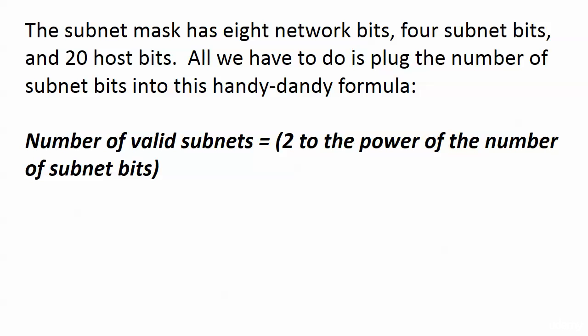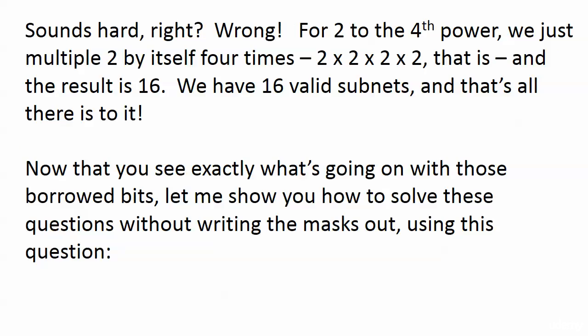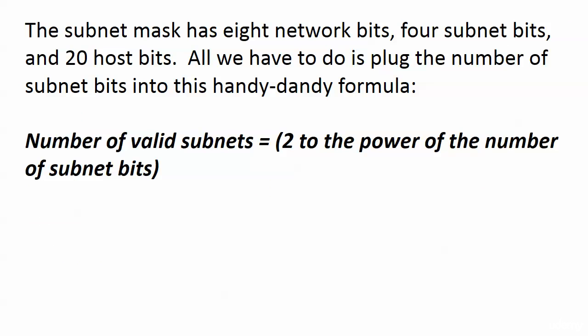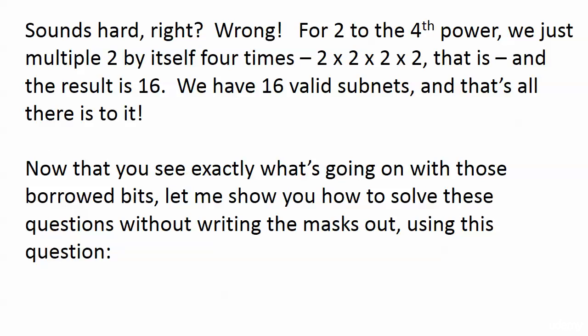Now again, if you hear 4th power or 5th power, it's like, oh, that sounds complicated. It's not. For 2 to the 4th power, all you're doing is multiplying 2 by itself 4 times. It's 2 times 2 times 2 times 2. The result is 16, because 2 times 2 is 4, 4 times 2 is 8, 8 times 2, 16. That's it. We have 16 valid subnets, and that's all there is to it. So you see where the borrowing of those host bits comes in, and to determine how many valid subnets we have, we're using this very simple calculation, and all we need to do is know how many subnet bits we have.